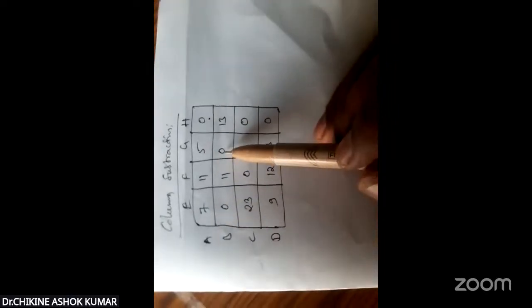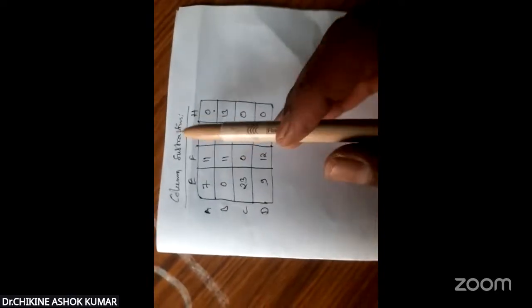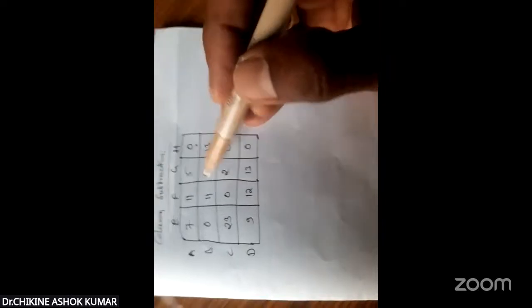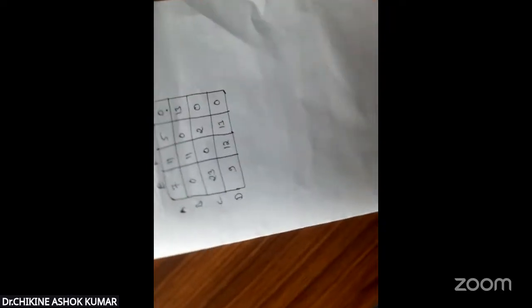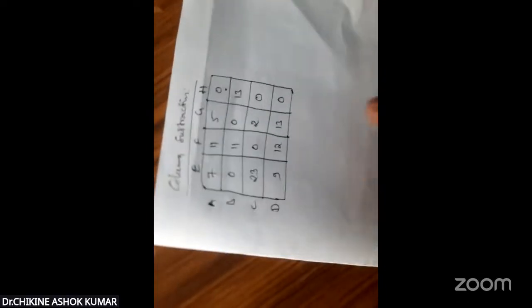In the second row, we have 2 zeros. In the third row, 2 zeros. Fourth row, zeros. Similarly, if we take column wise also, because I applied column subtraction also, in the first column we have 0, second column we have 0, third column 0, fourth column also we have 0. Okay.